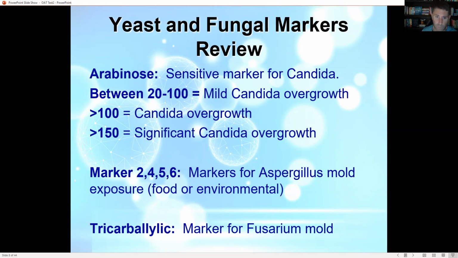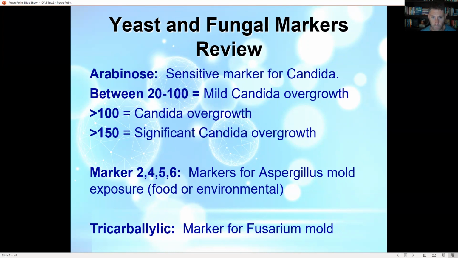cause a lot of different problems. So it's a significant marker because Candida releases different toxins that affect the brain, like gliotoxin and acetaldehyde that can cause almost like an alcohol type effect on the brain and cause brain fog and moodiness and trouble with memory. Candida can cause a lot of different issues. So if we see significant Candida overgrowth, we want to address it.